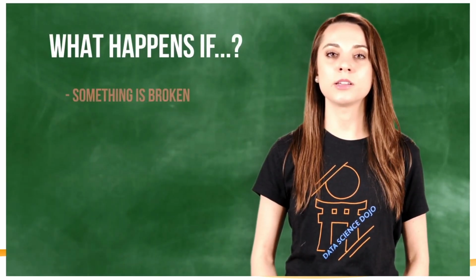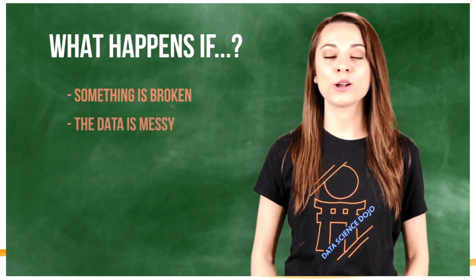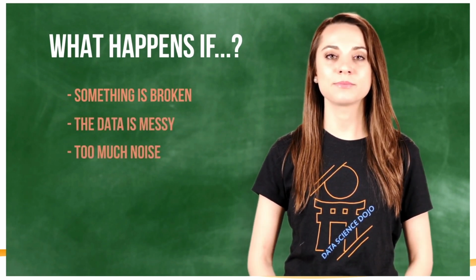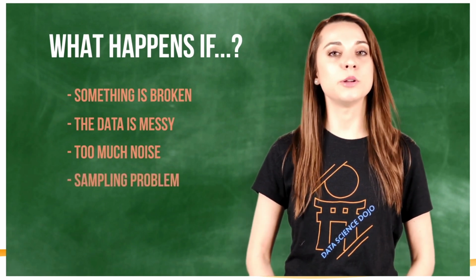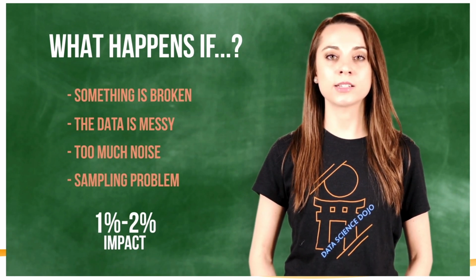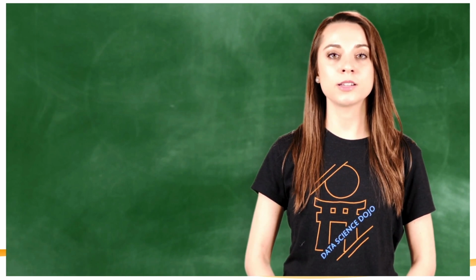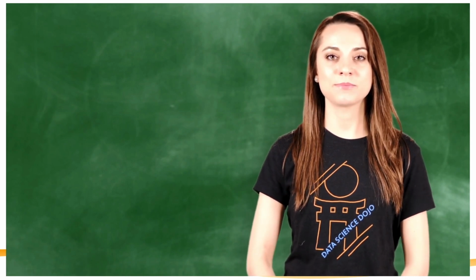But what happens if something is broken, or funky, or the data is messy and the quality is off, or there's too much noise? Maybe there's a sampling problem and you don't randomize correctly. It could be a 1 to 2% impact, but you should make sure that your A/B test is being conducted properly first by setting up an AA test.